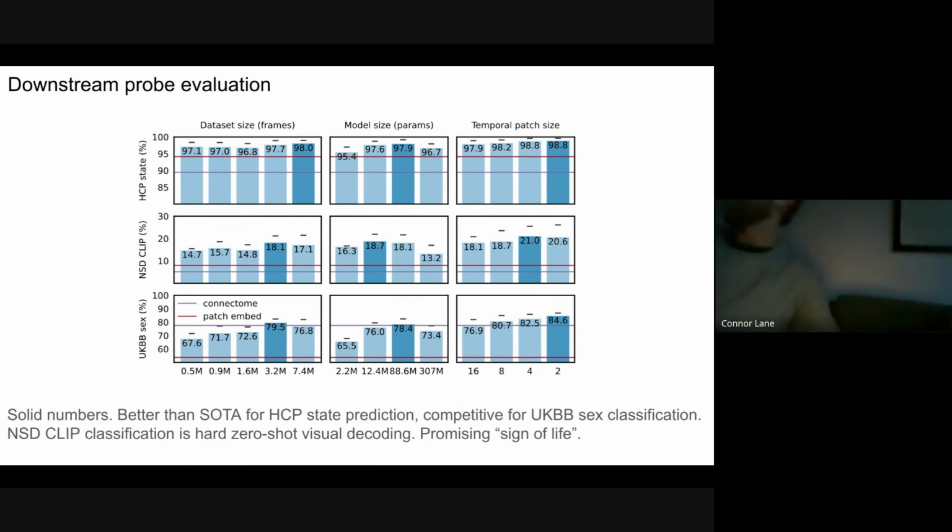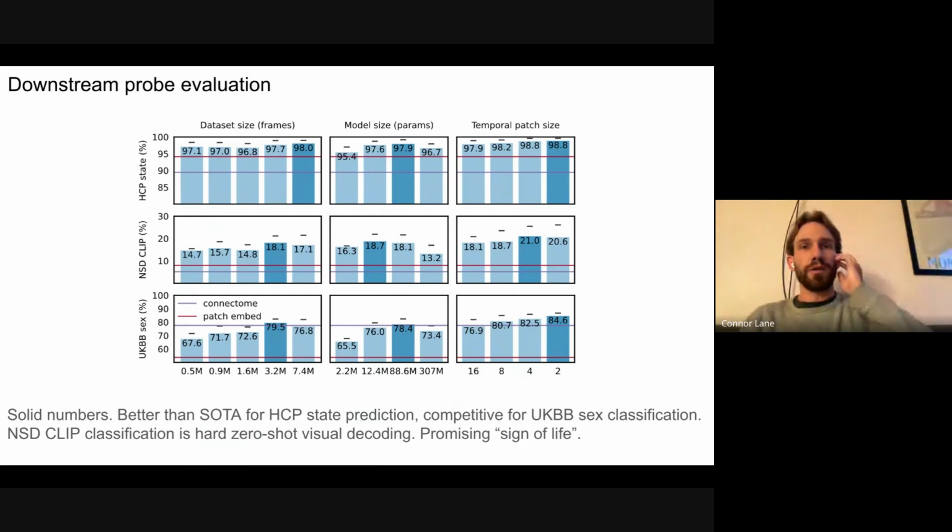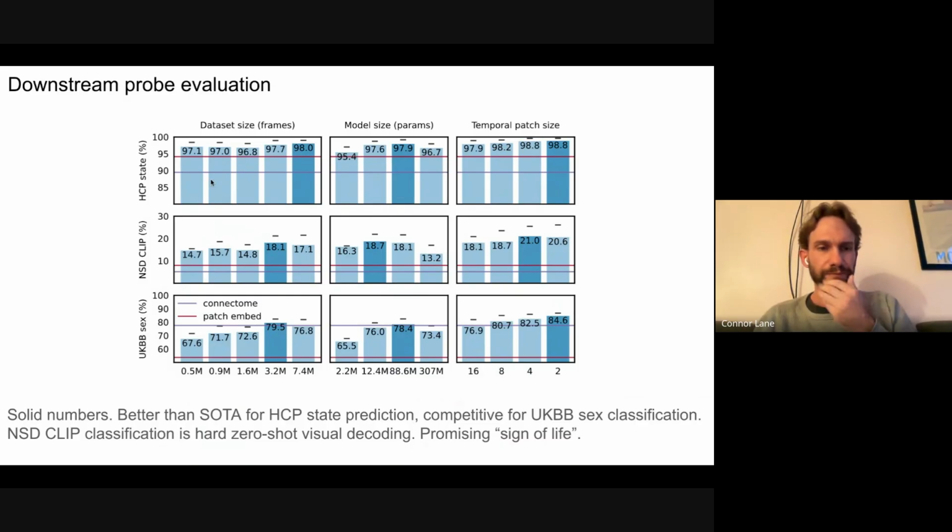And this is really good, a close gap between the in distribution subjects and the new subject, which hasn't really been seen before in visual fMRI reconstruction tasks.